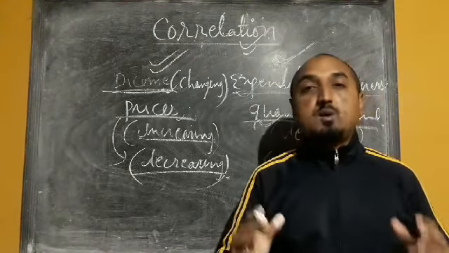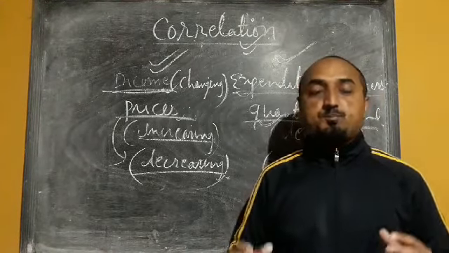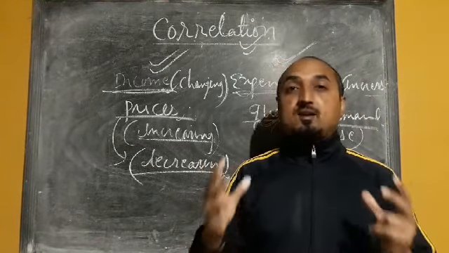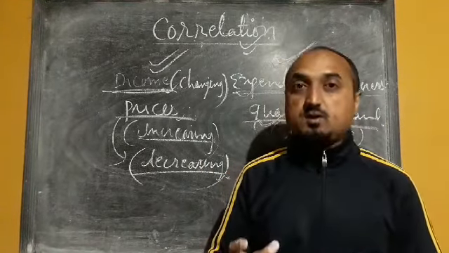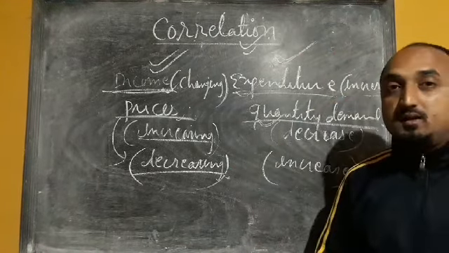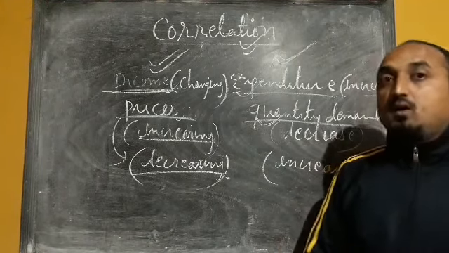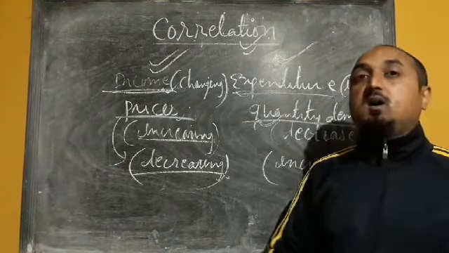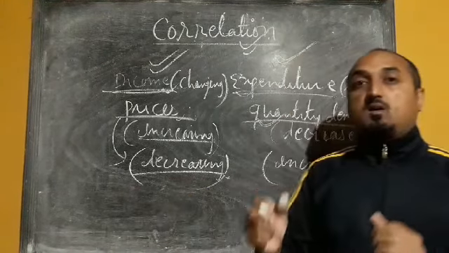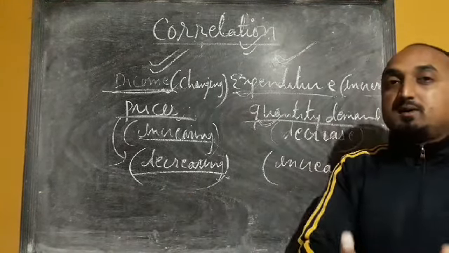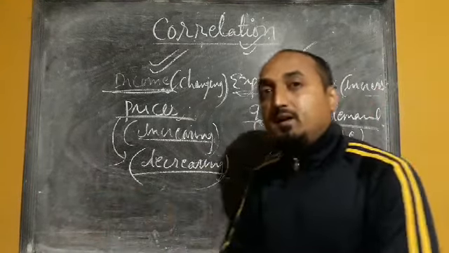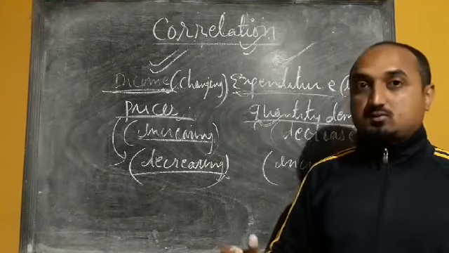Now we will move to the definition part. What is correlation? In a simple way, we can say that correlation means the degree of association between two variables. Here you have to understand the meaning of degree of association. Degree of association is nothing but how one variable is interrelated with another. If the value of one variable is changing, then it may also change the value of other variables. That is called degree of association.